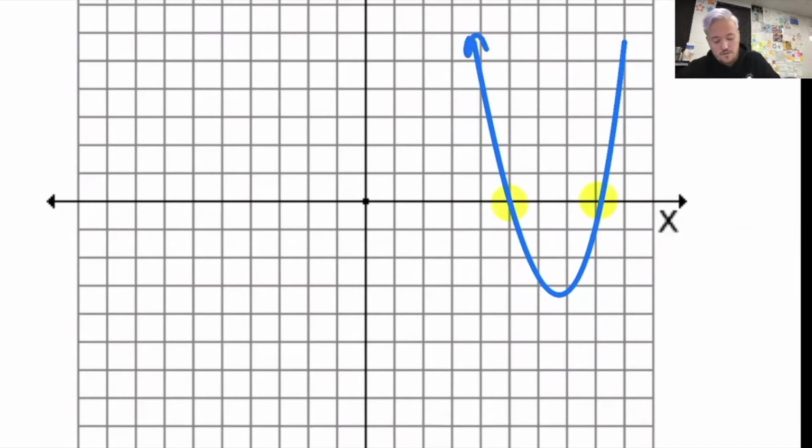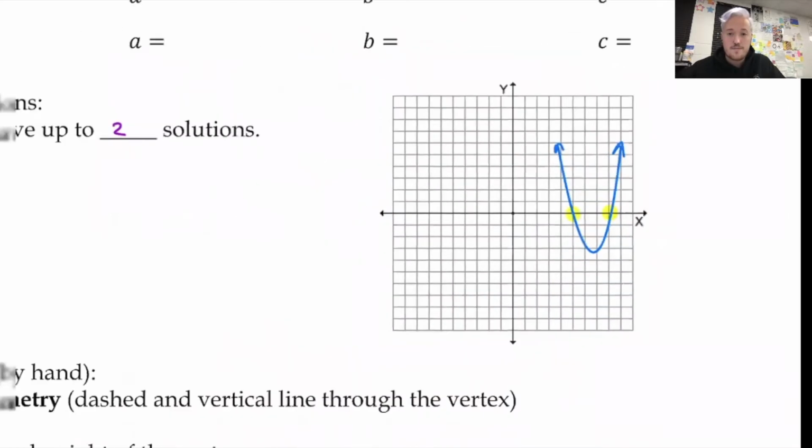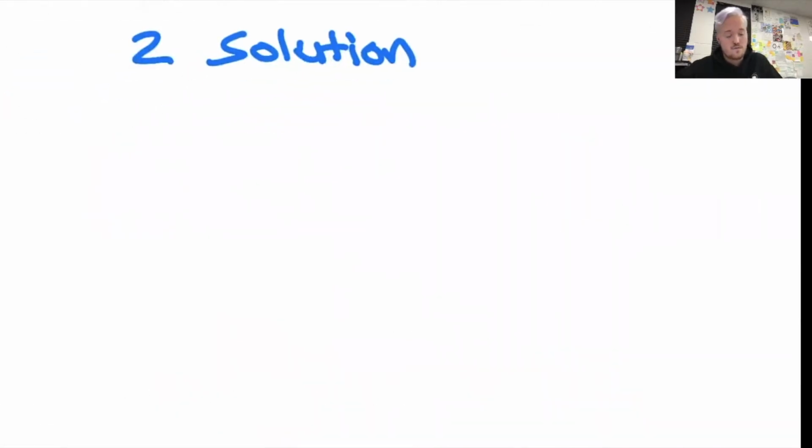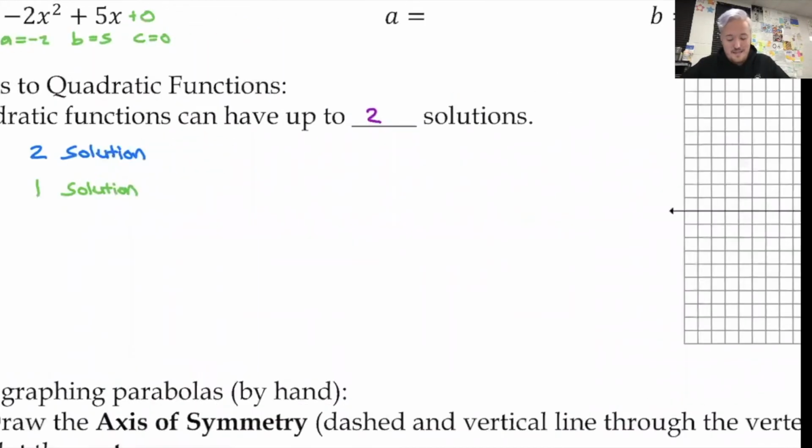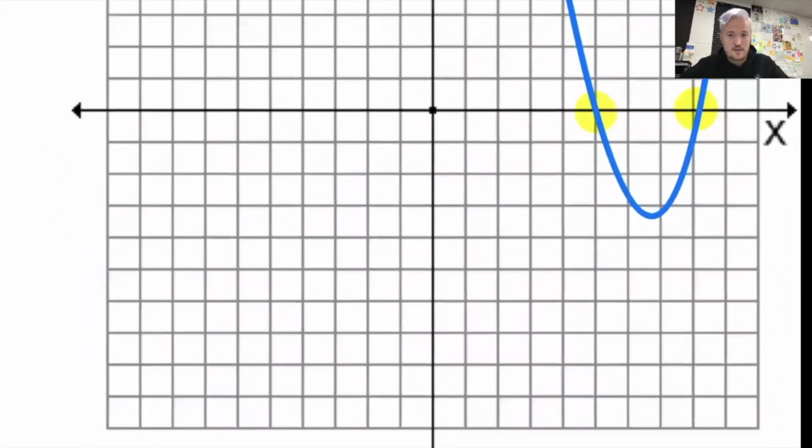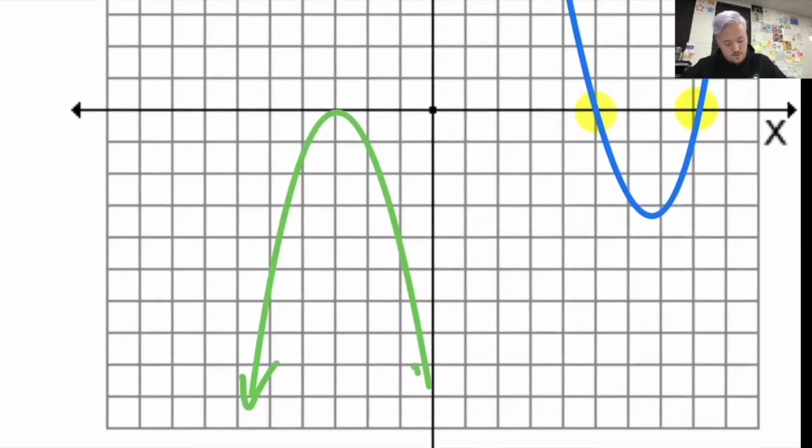Ooh, forgot my arrows. All right. Now, for the next one, let's say we only have one solution. What that means is our parabola is only going to cross the x-axis exactly one time. That means the vertex has to be on the x-axis. So I'll draw it going down this time. All right, so I draw my arrows. Notice how the vertex here touches the x-axis. So that means that we only have one solution in this case.